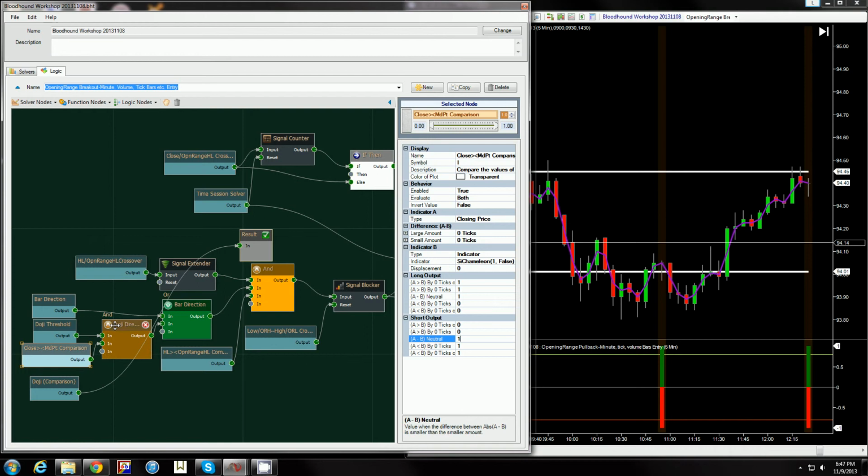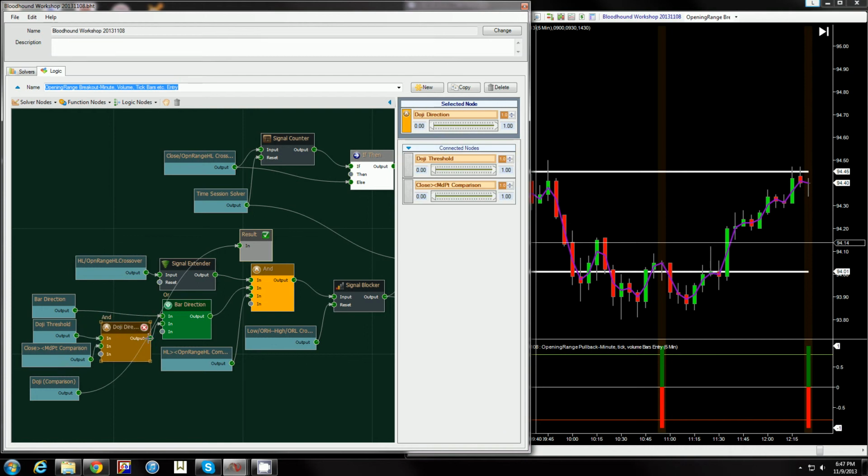So connecting both of these together to find a doji direction, we have to do that with an AND node because we want both to be true at the same time.